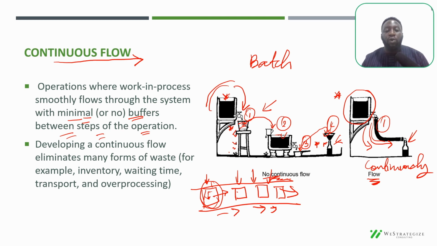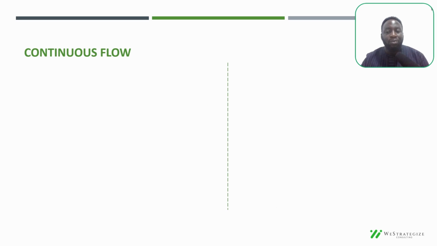Developing a continuous flow eliminates many forms of waste, right? And this is what we've talked about in detail here. So excess inventory, waiting time, transport, right, and over processing. These are things that you can eliminate with continuous flow. All right, fantastic. Let me just take one more example as we wrap up this conversation on continuous flow.